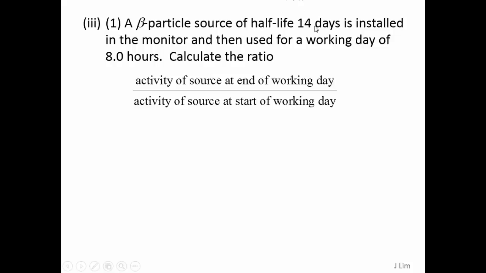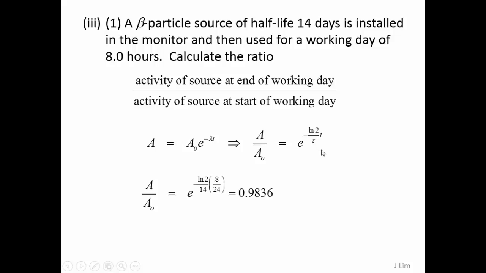A beta particle source of half-life 14 days is installed in the monitor and then used for a working day of 8 hours. Calculate the ratio of the activity of the source at the end of the working day to the activity of the source at the start of the working day. Now this is the equation we can use. The activity equals the original activity multiplied by e to the power minus lambda t, and lambda is ln 2 over half-life. So substituting values, we get a ratio of 0.9836.